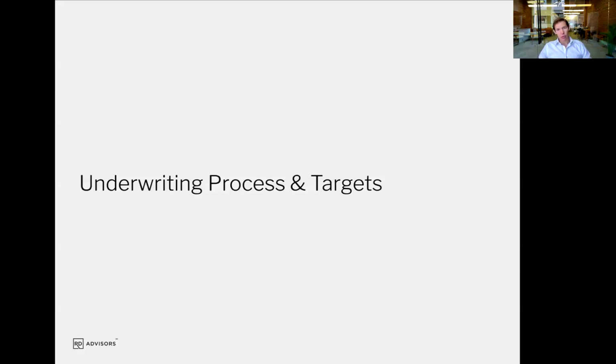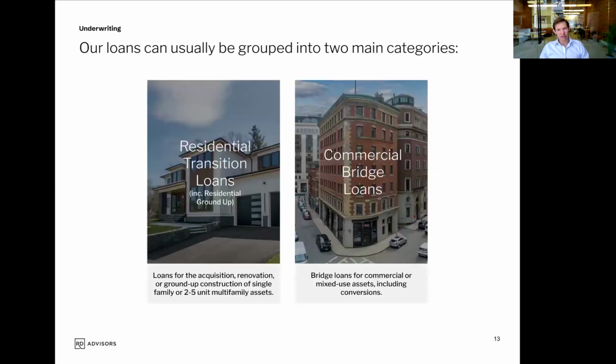How do we do this? What's involved in our underwriting process? What are our targets? This goes back to your question before, Chris: there are many different types of loans, but two major buckets that we think of. There's the residential transitional loans, which are what you think of as your acquisition, renovation, rehab, or a little bit of ground up, right? So it's your for sale product.